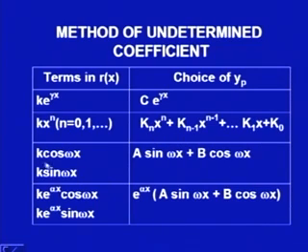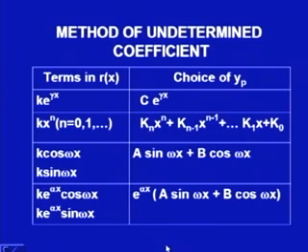Similarly, if R x is of the form cos omega x or sin omega x, whether it has both or only one, we just choose this function. Similarly, if I have the special form e to the power alpha x into cos omega x or e to the power alpha x into sin omega x, we would again have y p as e to the power alpha x times a sin omega x plus b cos omega x. Here again the undetermined coefficients are a and b.